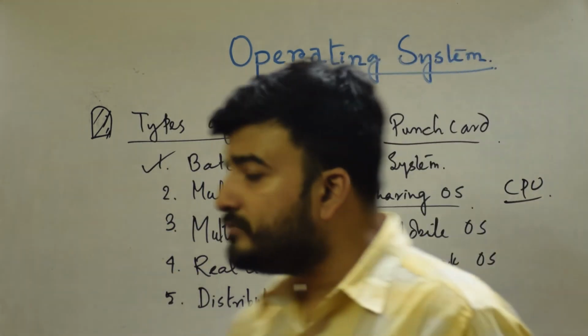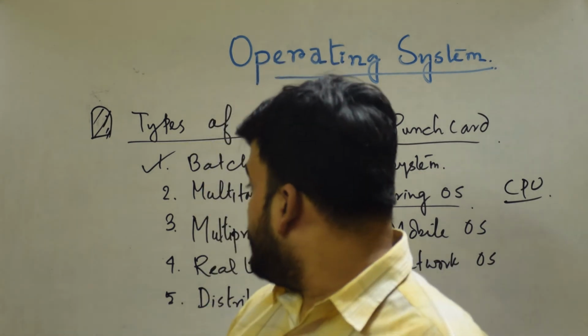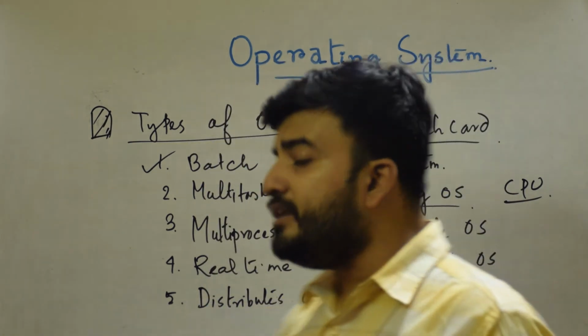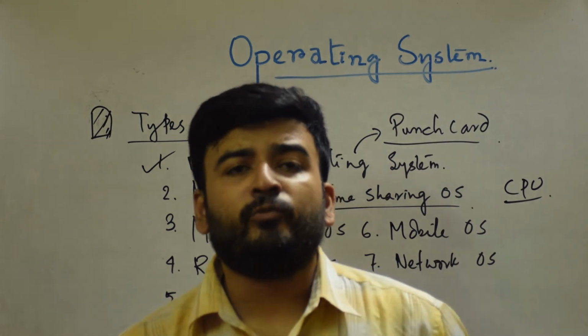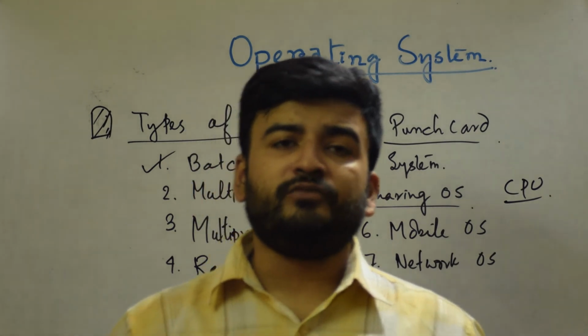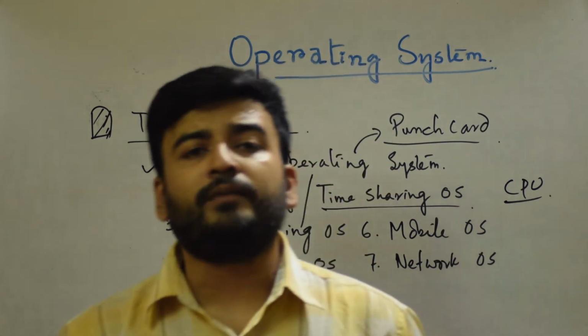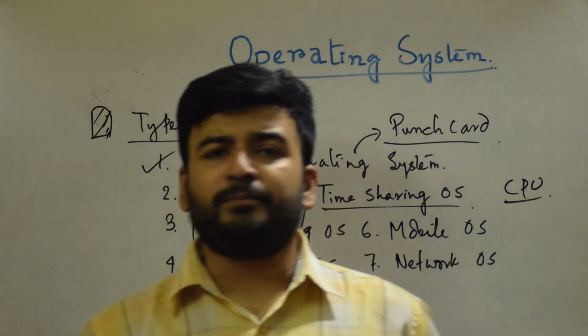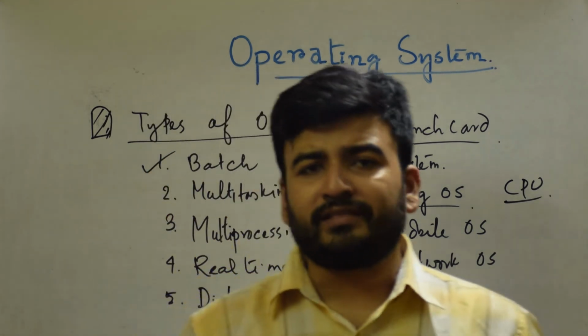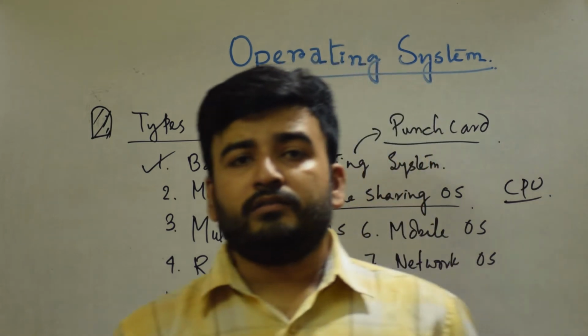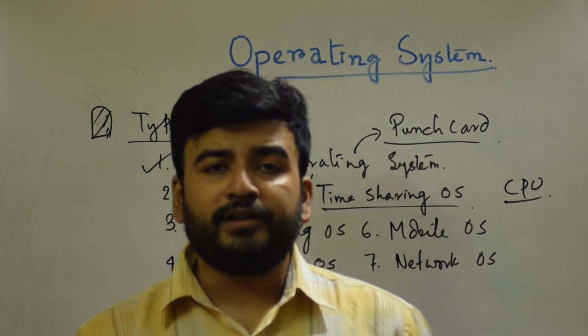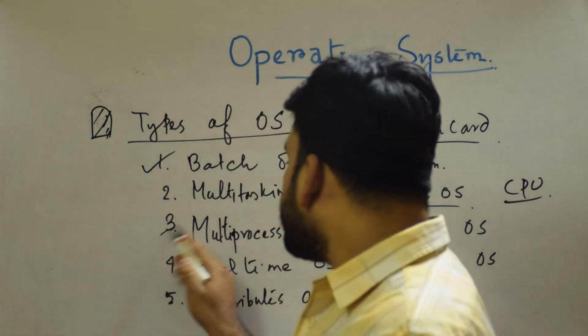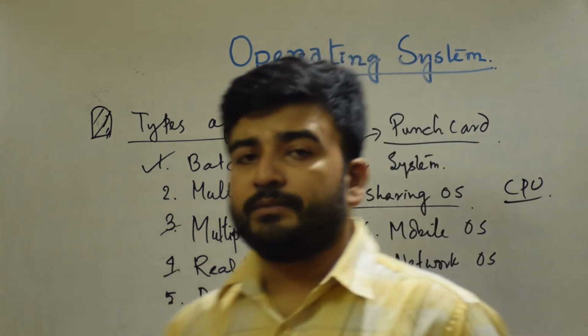Then the other thing, that is multiprocessing operating system. Actually, whenever we need to process different tasks at the same time, that's why we use the multiprocessing operating system. This is the multiprocessing operating system. Next point is real-time operating system.